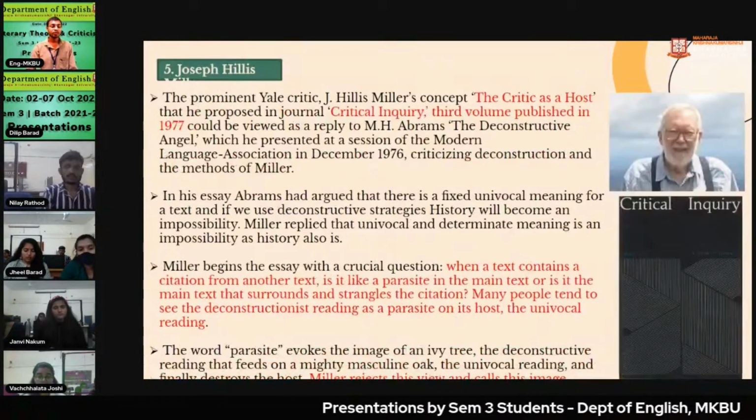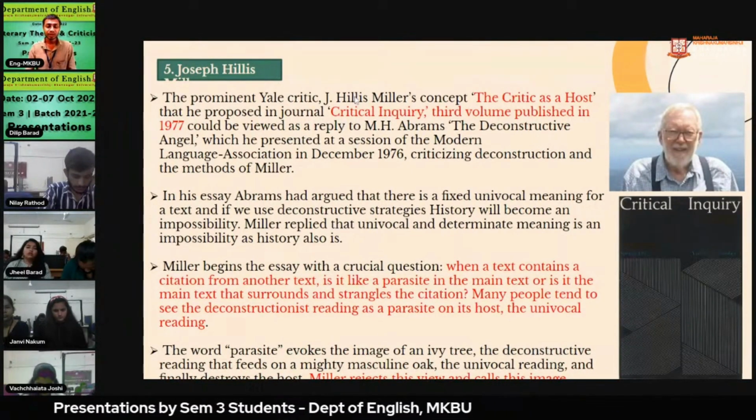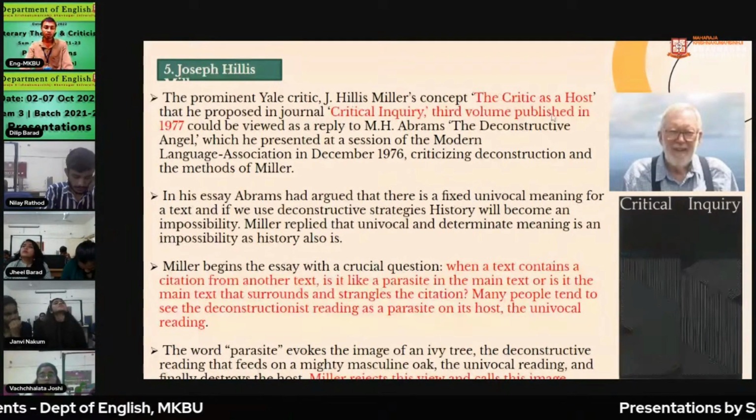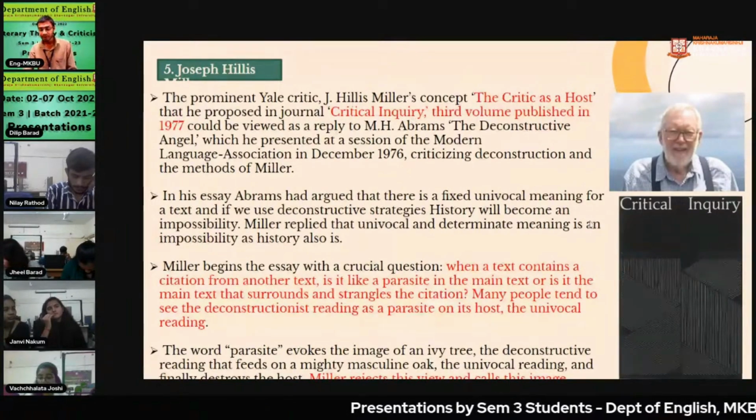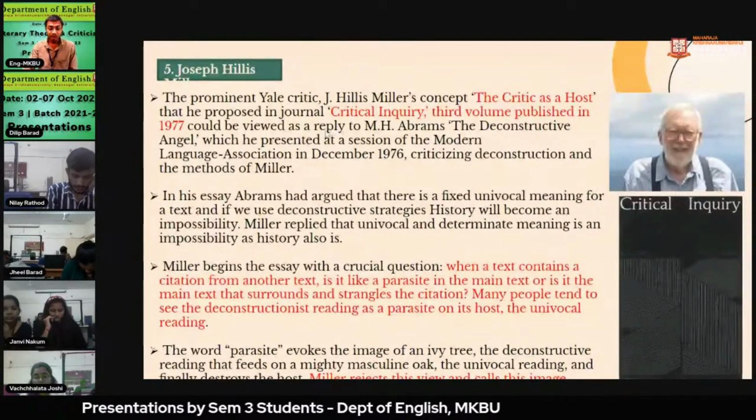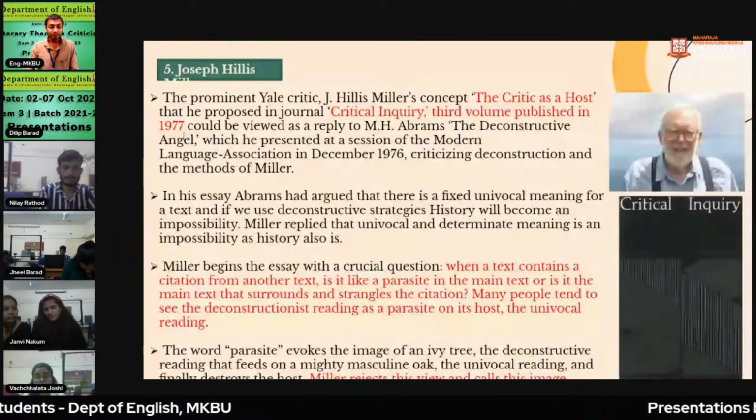The fifth one is Joseph Hillis Miller. So the prominent Yale critic Joseph Hillis Miller's concept is the critic as a host. So he is coming up with his theory, the critic as a host, that he proposed in the journal Critical Inquiry, third volume. So here you will find this Critical Inquiry, published by Chicago University. Critical Inquiry, third volume, published in 1977, could be viewed as a reply to M.H. Abrams.